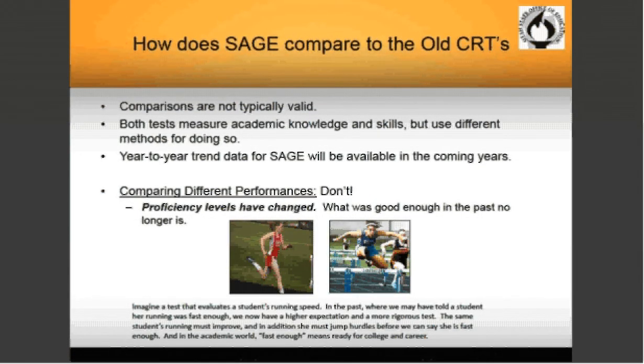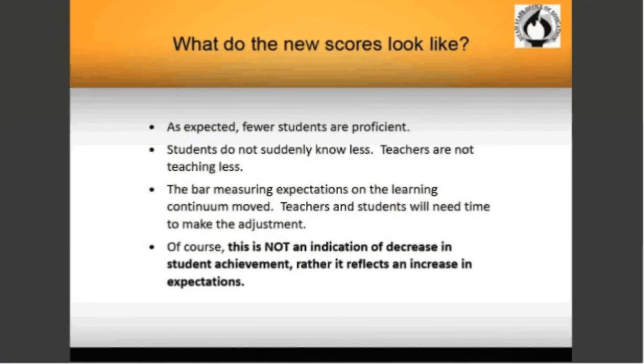The big thing to remember is that you can't compare past CRT scores of proficiency levels. The SAGE is a very different, much more difficult assessment. It is measuring different standards in a much more difficult way. There are fewer students who are proficient on the SAGE than have been on prior CRT scores. This isn't an indication of decrease in student achievement, rather an increase in expectations.